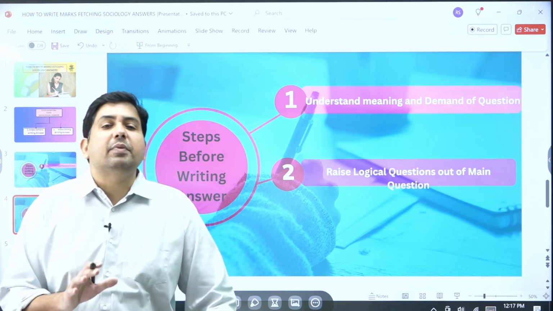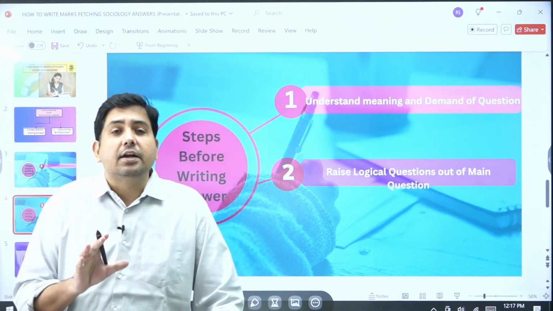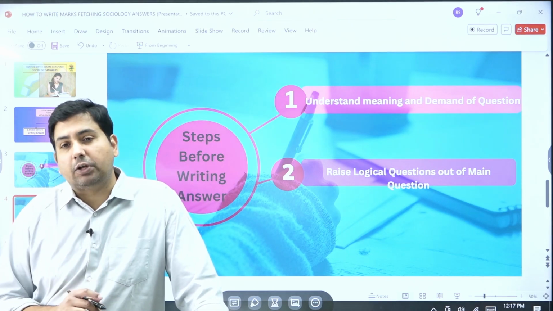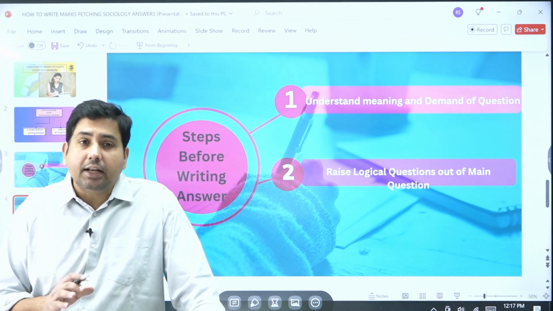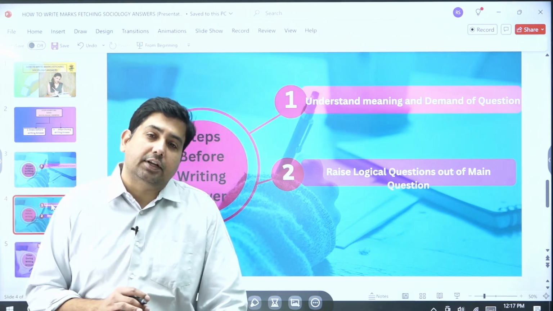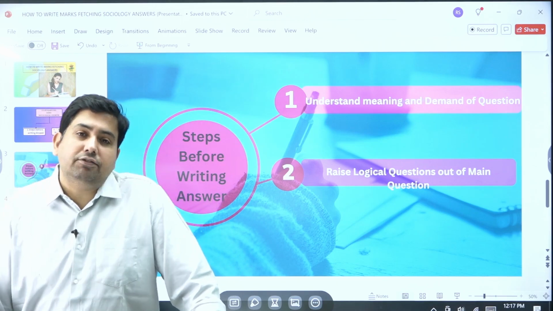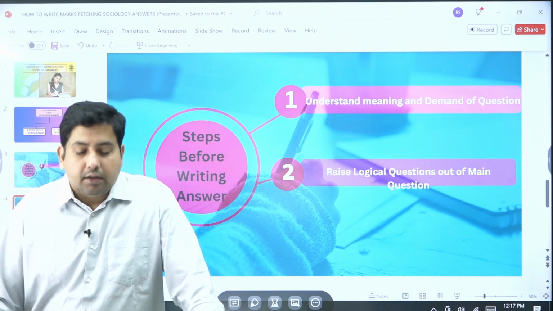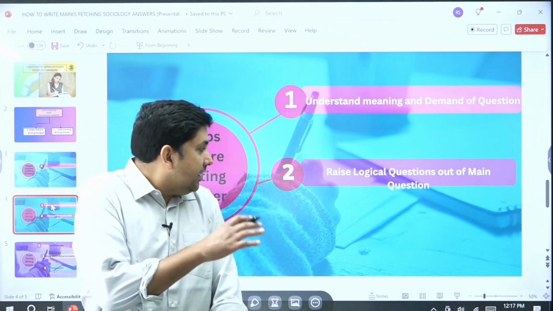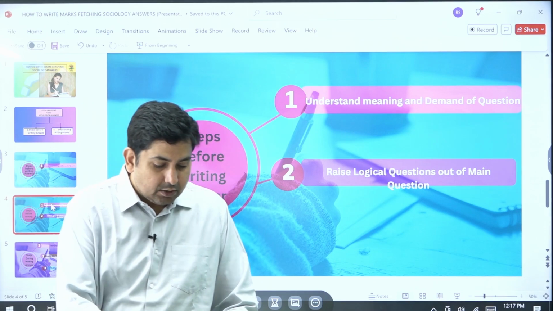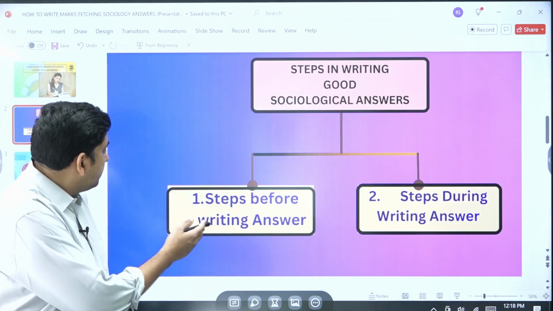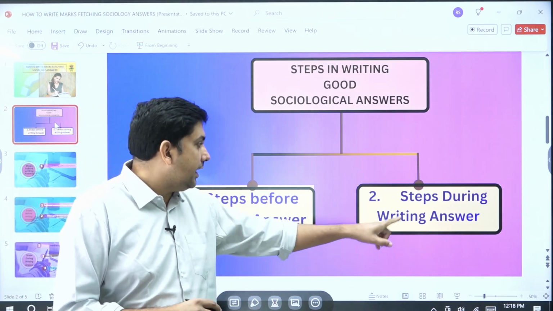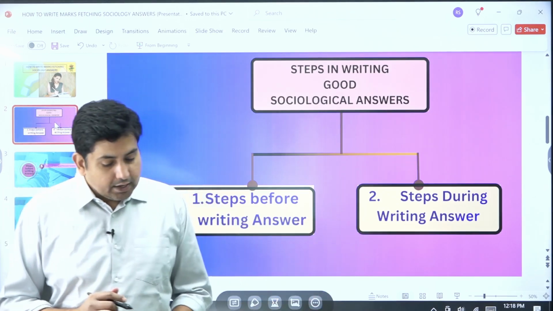So the first step in answer writing is what? To understand the demand of the question and fulfill the exact demand of the question. And here we understand the meaning of the question and raise logical questions out of the question. Clear? Now come to the second aspect. Here it was 2. So the first step was before writing the answer. These 2 things we have to do. Now come to this second step, actual writing of the answer, the steps during writing the answer.